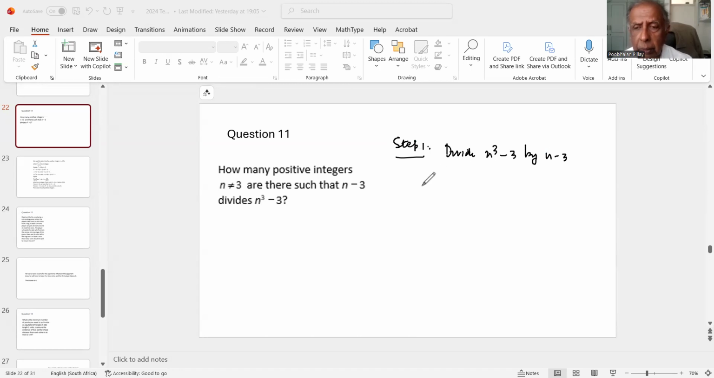Now, I don't know how they teach you long division these days, but I learned it like this. You put n minus 3, and you put n cubed. Now, the n squared, there's nothing there. Put 0 n squared. 0n, that's the next one. And then here you got minus 3.